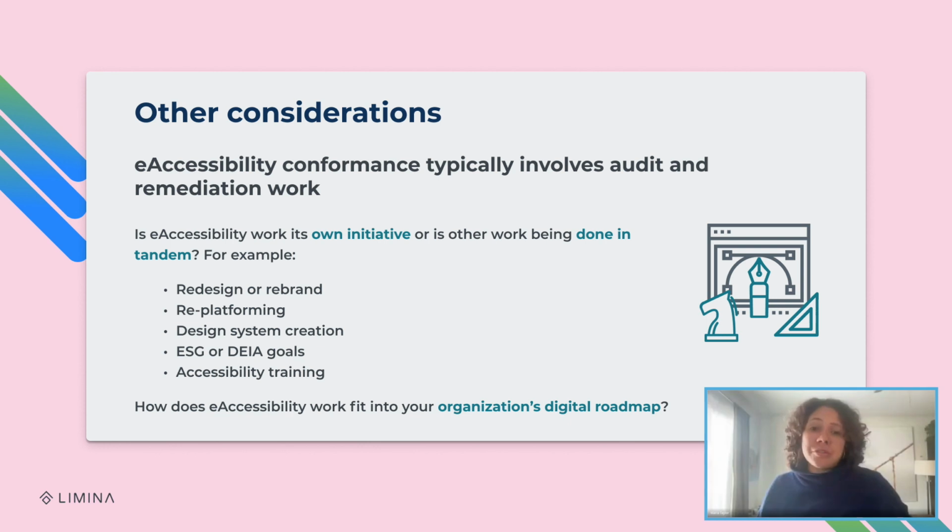The first step to ensure your digital properties and assets conform to established standards like WCAG or Section 508 typically involves an audit and remediation work. And while this work can be done on its own as a standalone initiative, it can also be done in tandem with other initiatives. Common additional work that typically needs to or could be done in conjunction with eAccessibility remediation includes a redesign or a rebranding, maybe replatforming or moving your website to a content management system, or creating a design system and only adding remediated components to that system so as not to perpetuate eAccessibility issues.